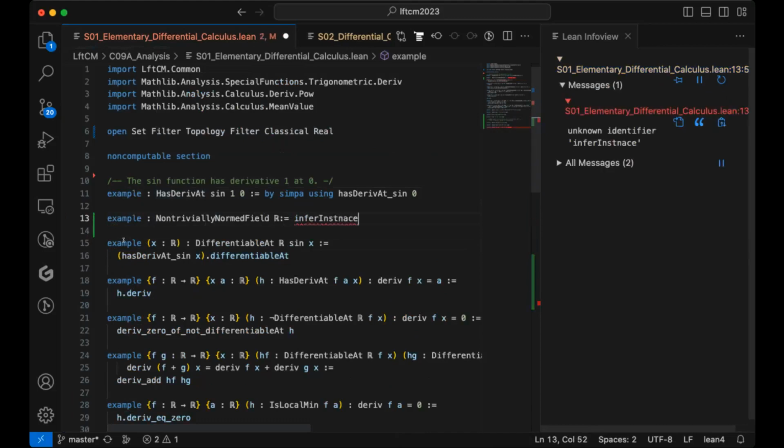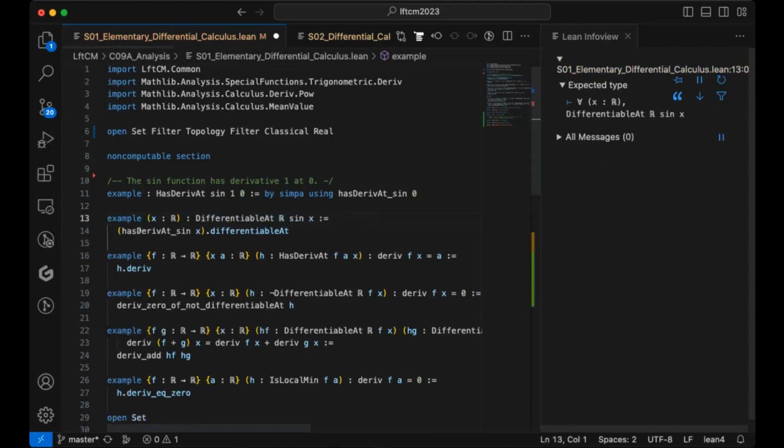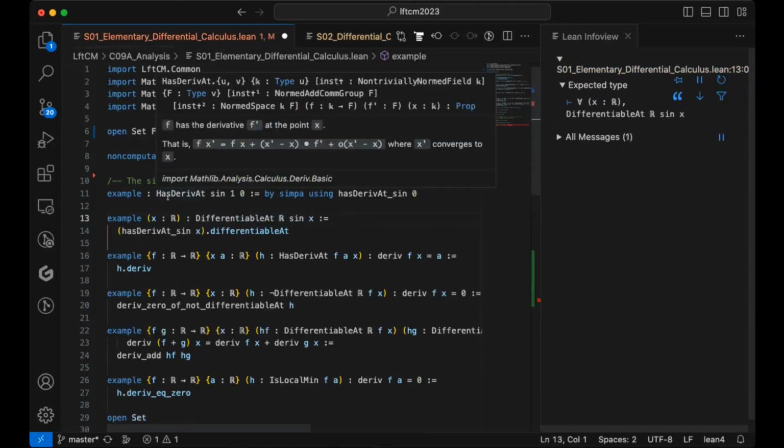Will Lean be happy with that? It's going to insist that I actually spell the tactic correctly, so fair enough. But this in particular means that it makes sense to talk about derivatives over R and over C, and if I could remember the notation for the p-adics, I could fill that in there as well. Okay, so HasDerivAt exists.